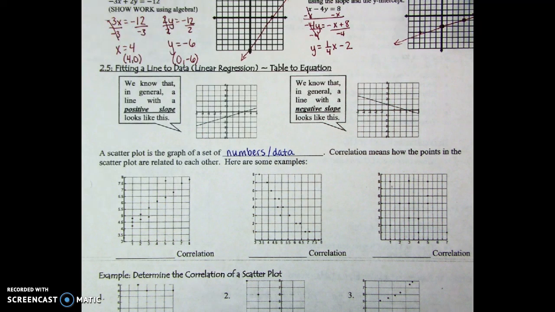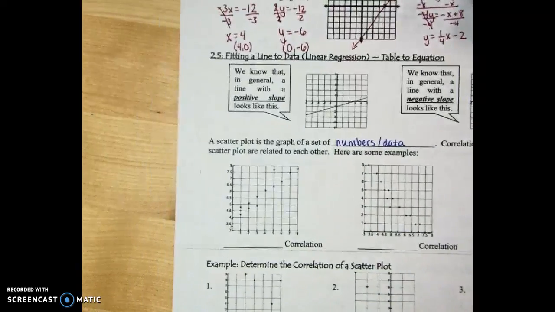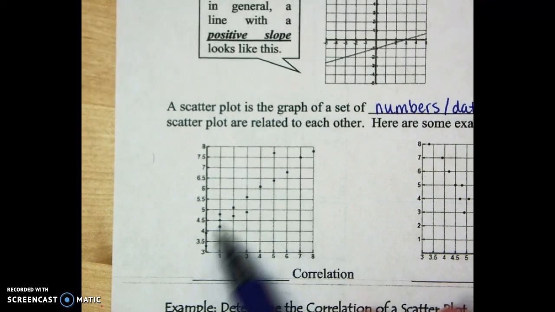Correlation means how the points in the scatter plot are related to each other. Here are some examples. So all of these numbers, they correlate to each other. So a lot of times they're points, like (-2, 5), (0, 5), that kind of stuff. So this, if you can see the dots, they're kind of going up this way, okay?